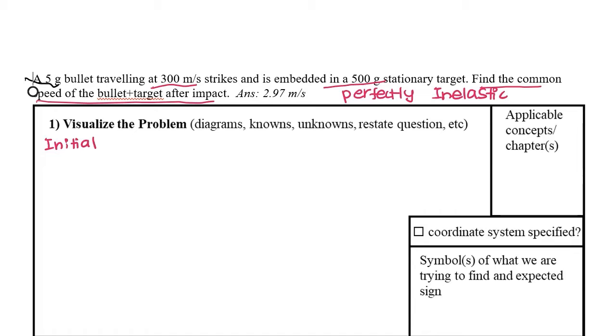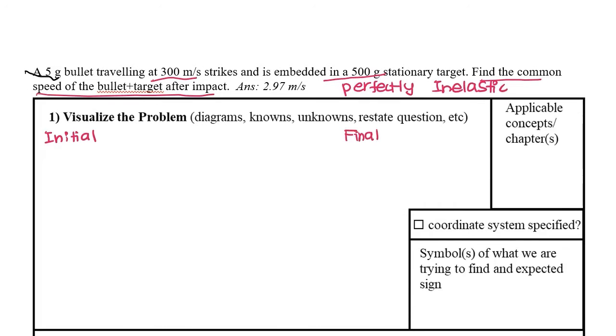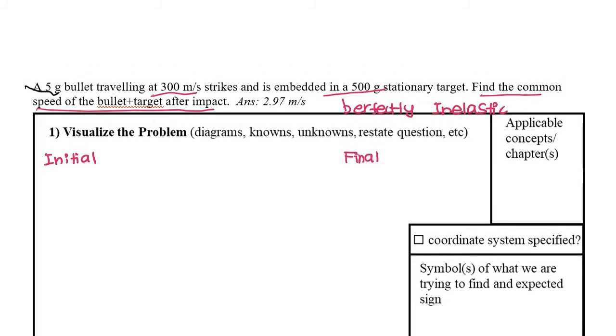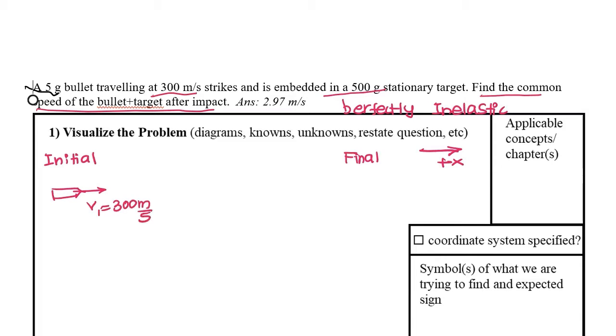And let's start by visualizing the problem. I'm going to draw a diagram for the initial situation and the final situation. I'm going to take right as the positive x-axis, and this is the bullet. Initial speed of the bullet is 300 meters per second and mass is 5 grams. And I'm going to leave it in grams. You will see why. And this is the target. The target is not moving. It's stationary, so speed is 0.